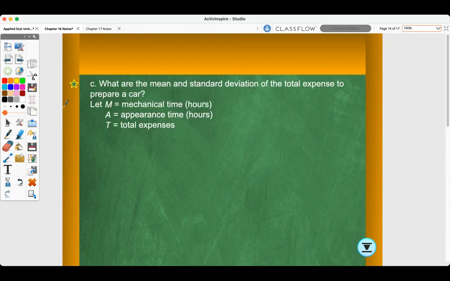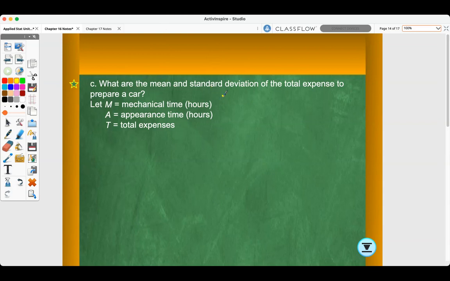What are the mean and standard deviation of the total expense to prepare the car? So we have M being the mechanical time, A being the appearance time, and T being the total expenses. And they want this in hours. Remember in the example, it was given to us in minutes. So we need to change it to hours.